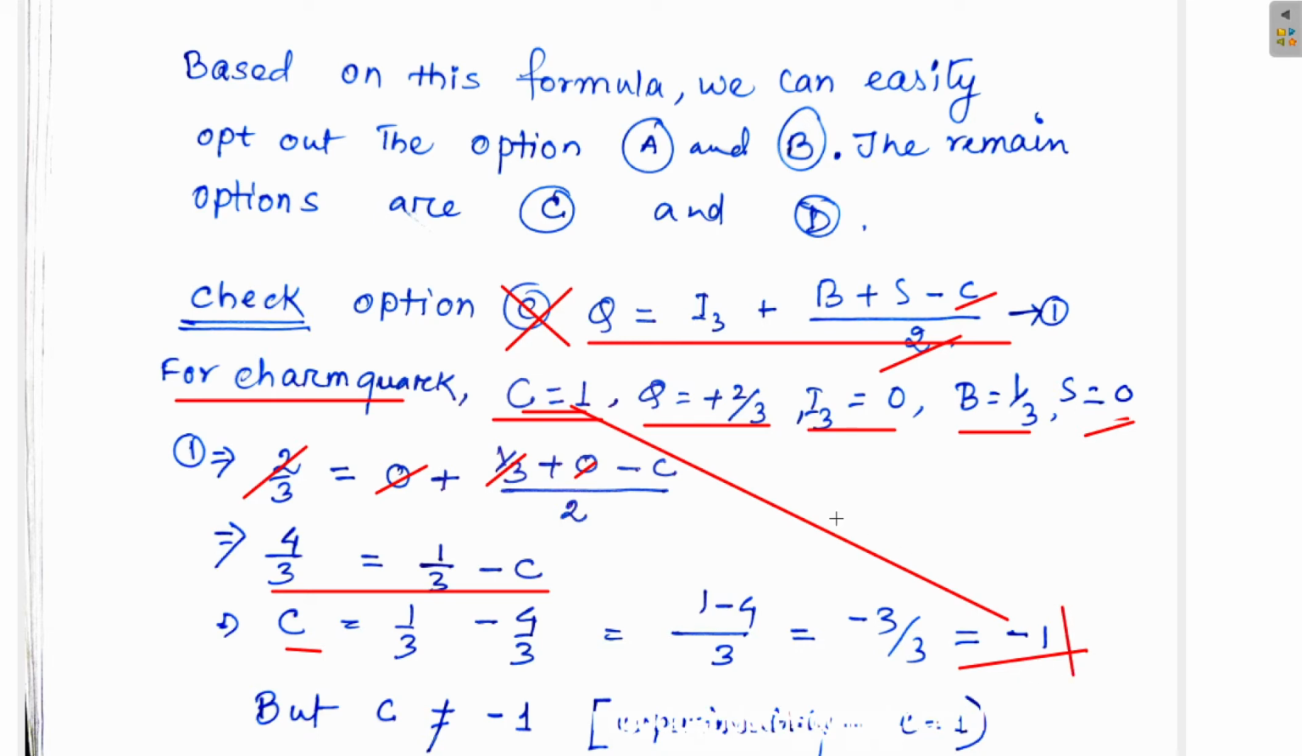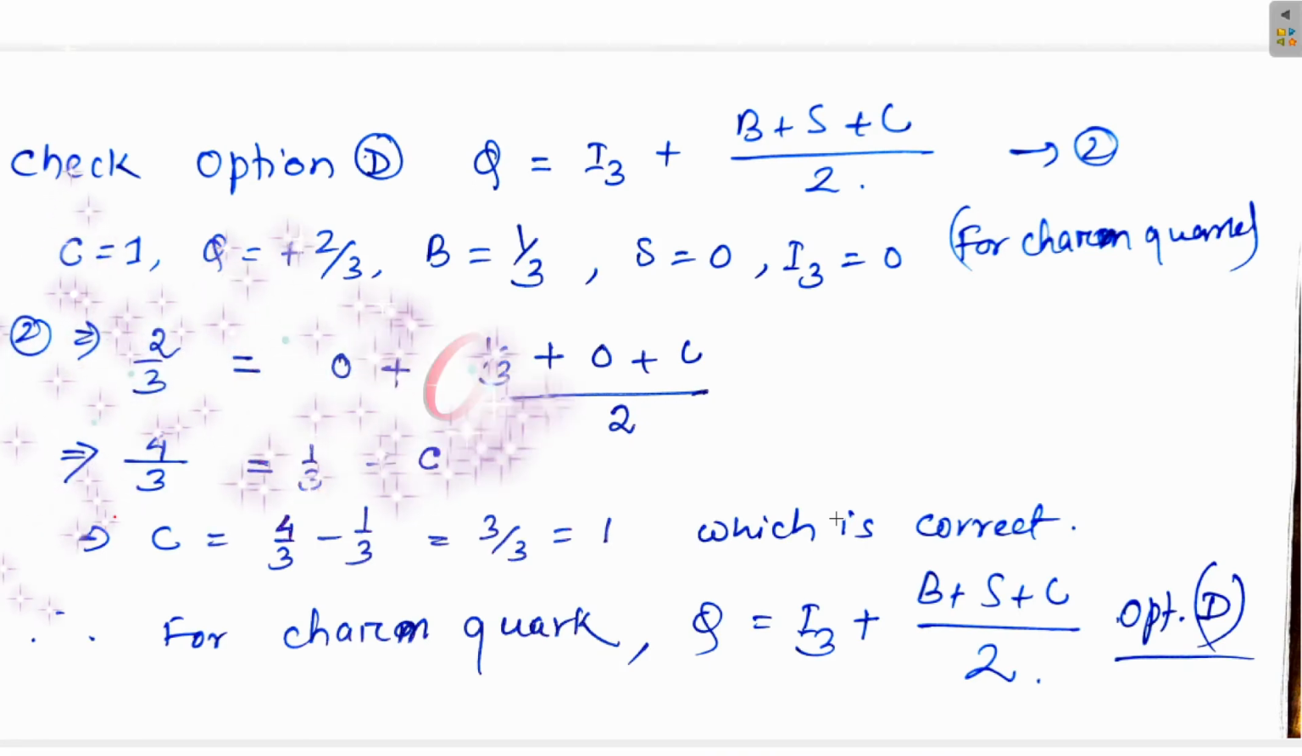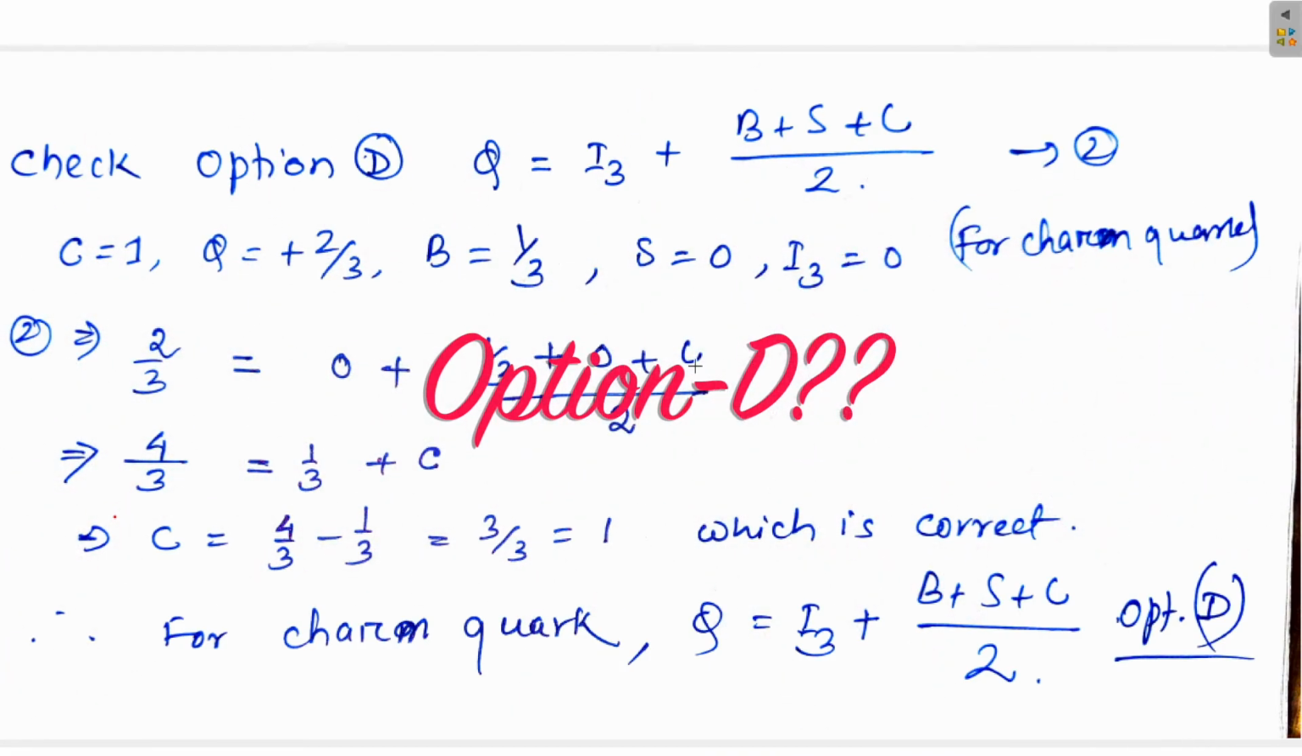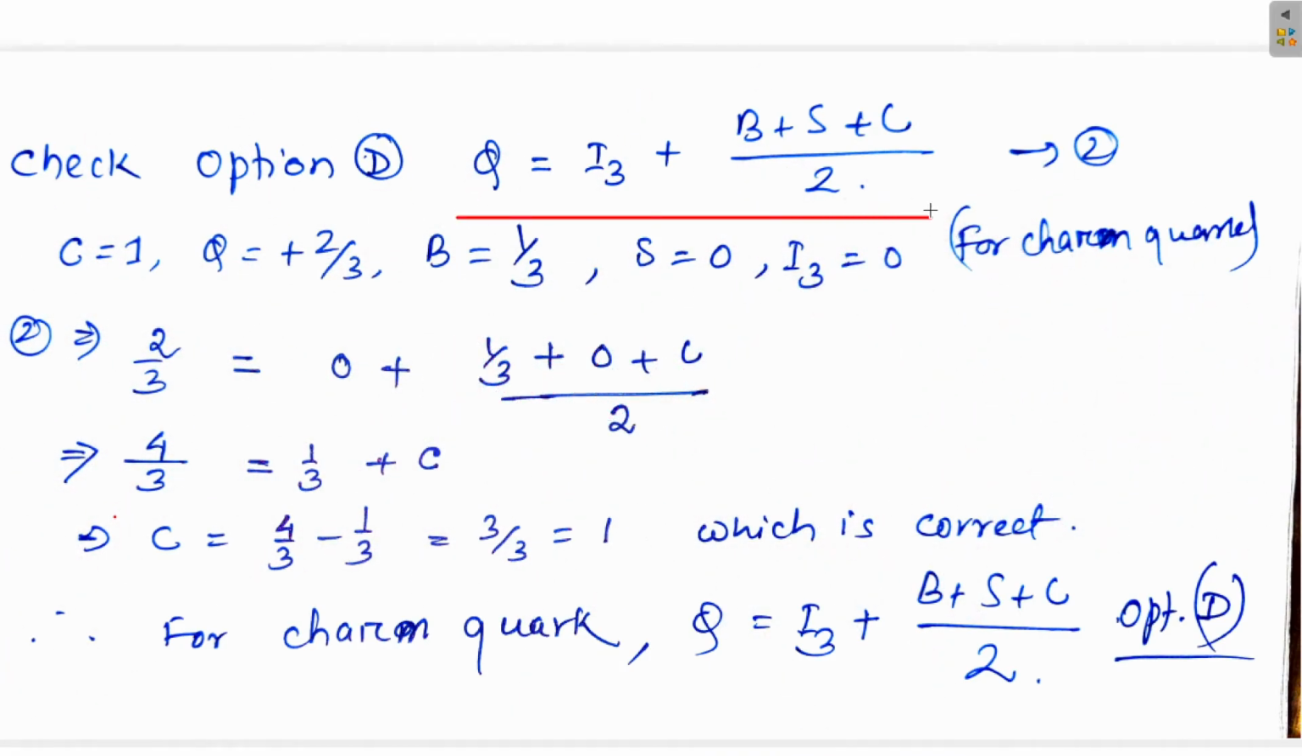Okay, so now let's proceed to option D. Option D is given by this relation: Q is equal to I3 plus B plus S plus C over 2. Again, we will substitute all the quantum numbers except the charmness like this. This is the charge, this is the third component of isospin, this is the baryon number, and this is the strangeness quantum number.